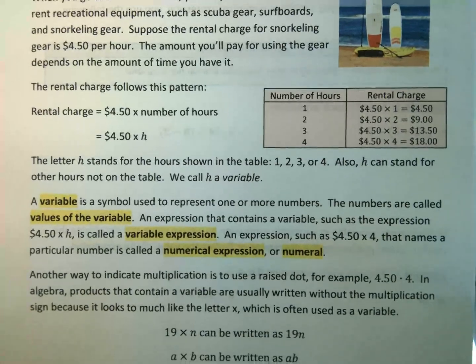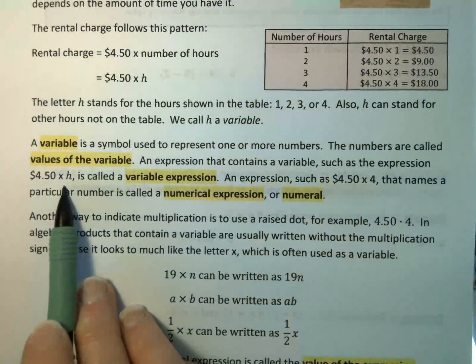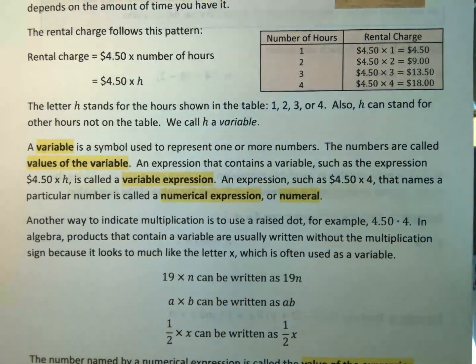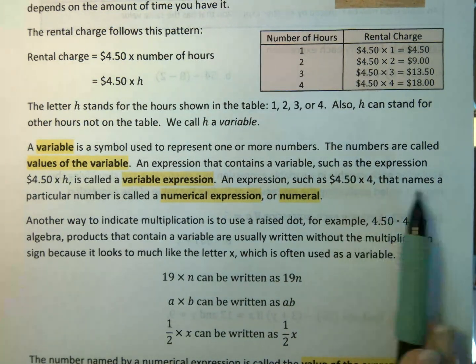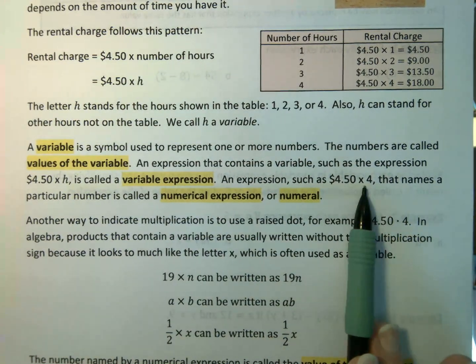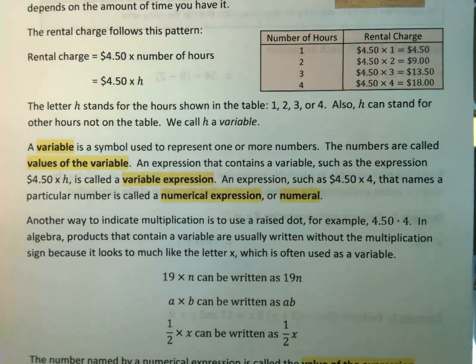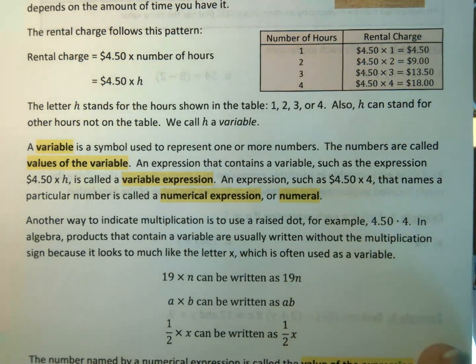Okay. An expression that contains a variable, such as the expression $4.50 times H, is called a variable expression. And you learned this in pre-algebra. An expression is just a collection of numbers and operations, and a variable expression has numbers, operations, and variables in it. So an expression such as $4.50 times 4 that names a particular number is called a numerical expression. Okay, this is a numerical expression because there's no variable. Or we just call it a numeral, okay, because it represents a number. Numeral is just a fancy way of saying number. Okay, so this represents a number.